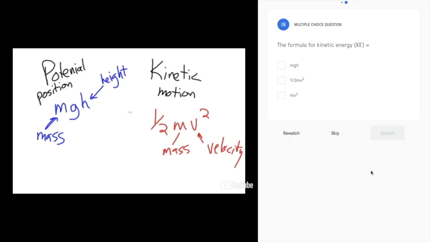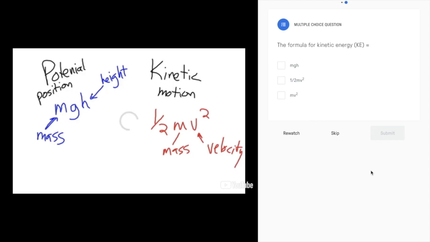Next question. The formula for kinetic energy, or KE, is equal to mgh, 1/2 mv squared, or mv squared. Again, let me repeat the question. The formula for kinetic energy, or KE, is equal to mgh, 1/2 mv squared, or mv squared.